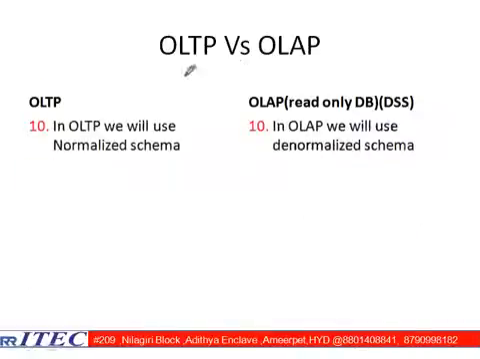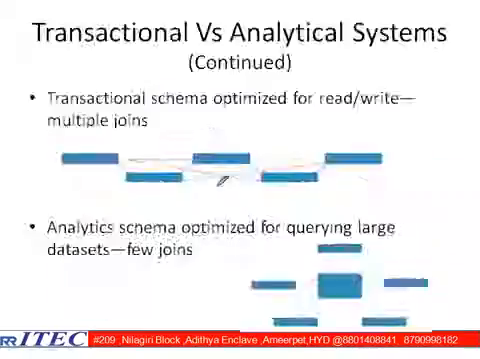OLTP versus OLAP. In OLTP, we'll use a normalized schema, whereas in OLAP, we'll use a denormalized schema. What is the meaning of that? Why normalized here, and why denormalized there? That we need to understand. This point I will cover in tomorrow's class, and then we'll go for the rest of the things. Am I clear?